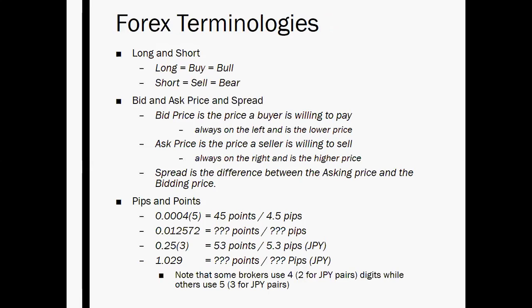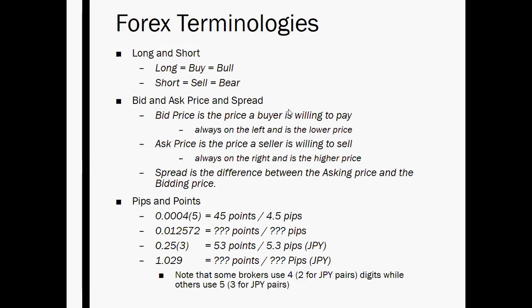The bid price is the price the buyer is willing to pay. I'm going to show us how that looks on a live chart. The ask price is the price a seller is willing to sell, and it is always on the right, and it's the higher price. While the spread is the difference between the asking price and the bidding price. That is the spread.